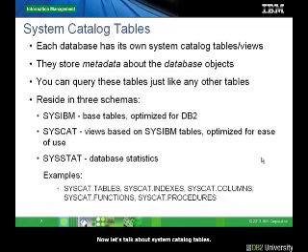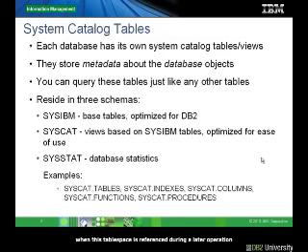Now let's talk about system catalog tables. Db2 automatically creates system catalog tables when a database is created. They always reside in the SYSCAT table space. System catalog tables contain information about all the objects in your database. For example, when you create a table space, its information will be stored in one or more catalog tables.